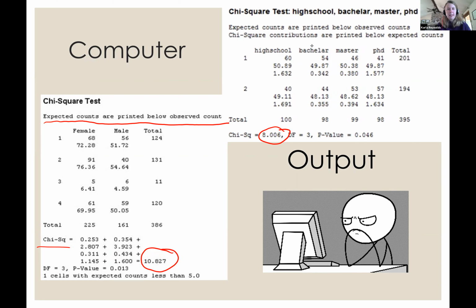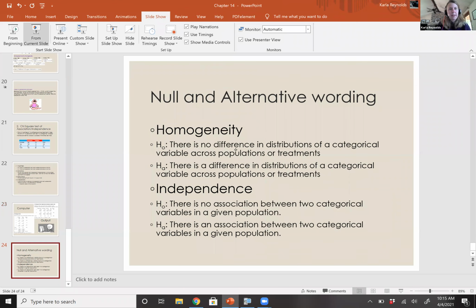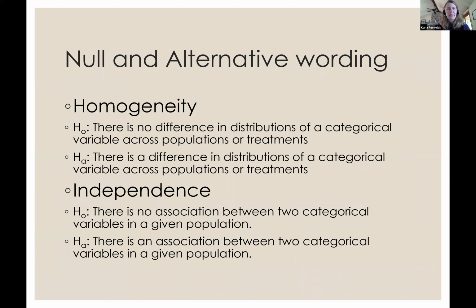All right, let me show you one last thing, which is the wording. Here you go. For homogeneity versus independence. Okay. So null and alternative wording. So for homogeneity, we already went over that. The null is there's no difference, and the alternative, there is a difference. Independence, you're going to use the wording there is no association between the two variables, and there is an association between the two variables.